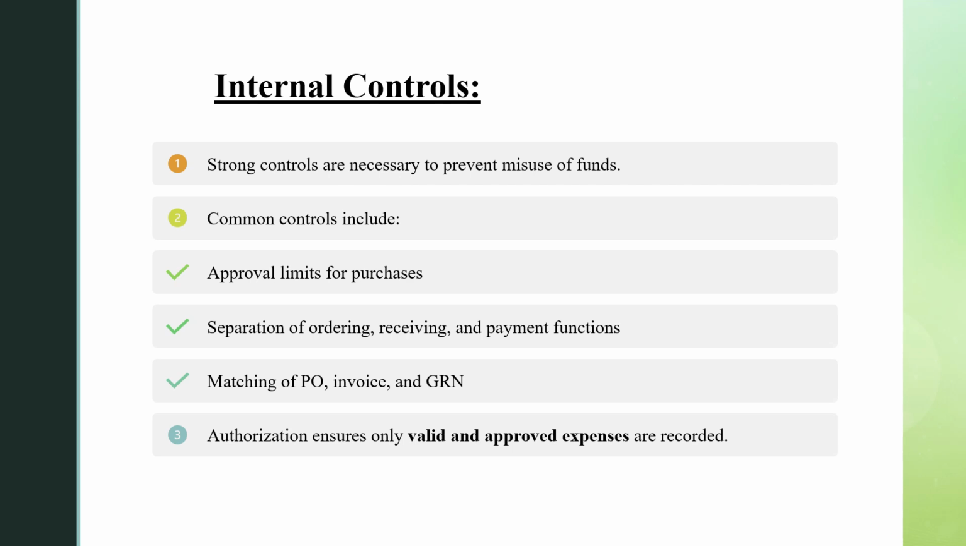Internal controls are extremely important in the expense cycle. Some key controls include authorization before purchase, approval before payment, and segregation of duties. For example, one person requests the purchase, another person approves it, another person records the transaction, and another person makes the payment. This separation reduces the risk of fraud and errors. Auditors test the controls to decide how much reliance they can place on the system.